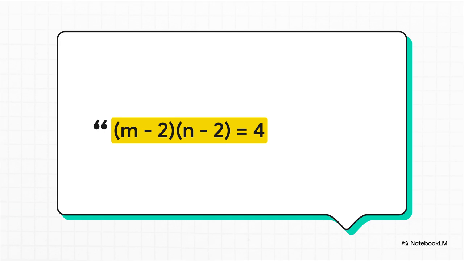And through a little bit of elegant algebraic simplification, that longer equation reduces down perfectly to this: (m minus 2) times (n minus 2) equals 4. This simple little equation is the exact culprit behind our limitation. Remember, m is the number of sides on the polygon, and n is the number of polygons meeting at the vertex. Both of those have to be positive integers.